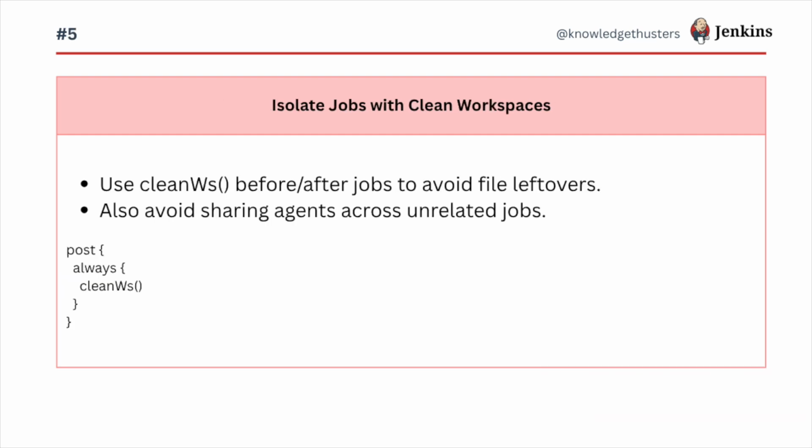So now next is isolate jobs with a clean workspace. So Jenkins provides one function, cleanWs. So this is for the workspace. So before or after jobs, to avoid any junk files or anything, this removes those things. So the example I have given is after a build, that is for post. So cleanWs cleans the workspace after the build completes.